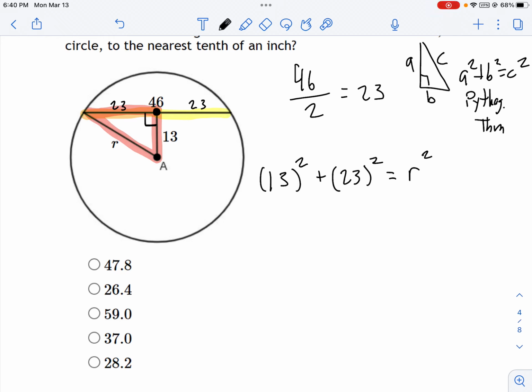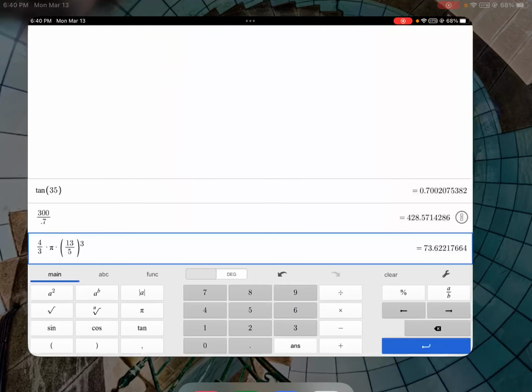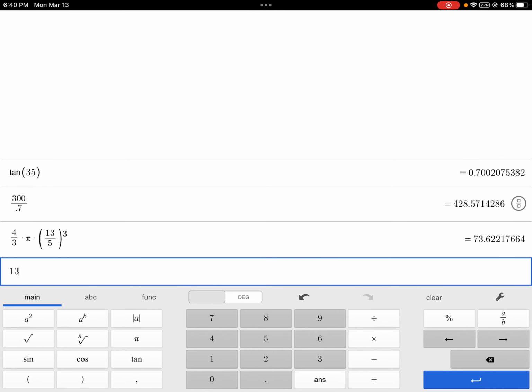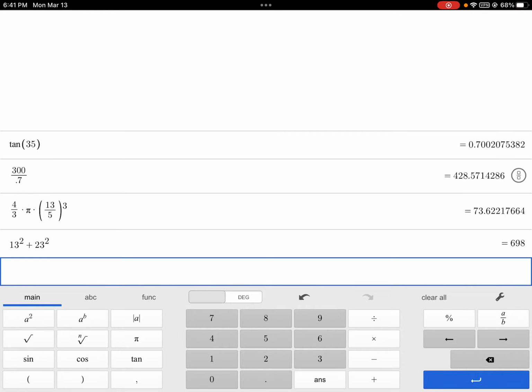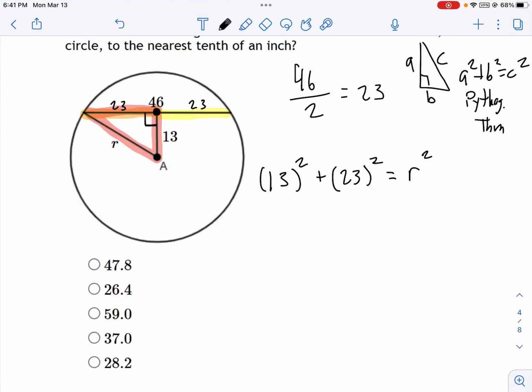Okay, and we do have a right triangle. We have the two legs. So all we have to do is square them and add them together. So then I turn to my handy dandy calculator and I say, okay, so 13 squared plus 23 squared. Oh, got a plus there. That's going to make a big difference. There we go. And when we add them together, we get 698. Well, we're going to go from there. So now we have 698 equals r squared.